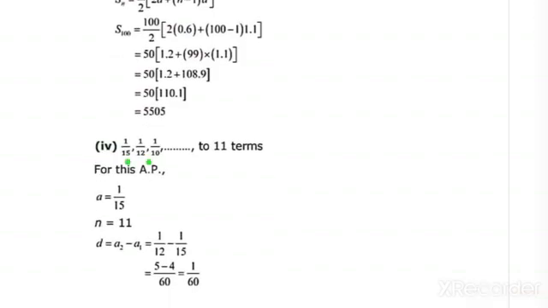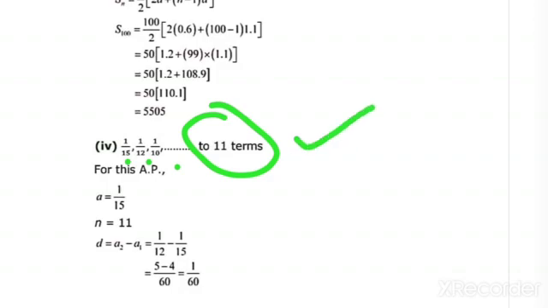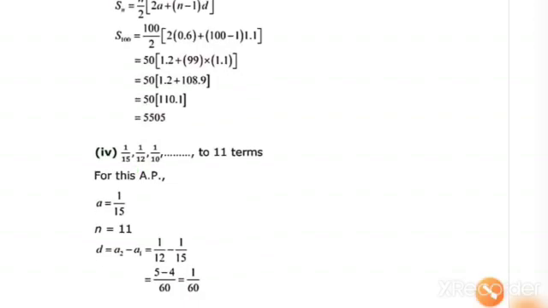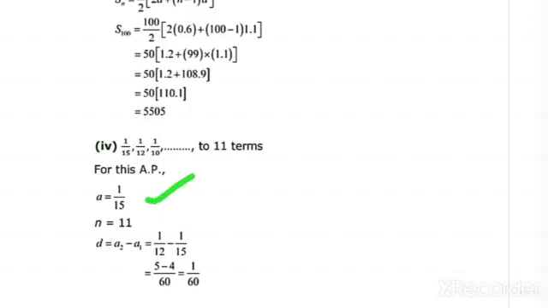After that, 1 upon 15, 1 upon 12 and 1 upon 10, up to 11 terms. So for this arithmetic progression we have to find the value of the summation of the arithmetic progression. So just put the value of A, that is our first term, which is given in the question, that is 1 upon 15 over here. After that n is equal to 11, that is given in the question.